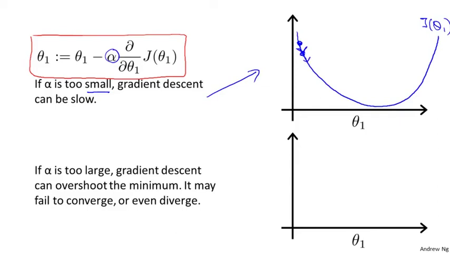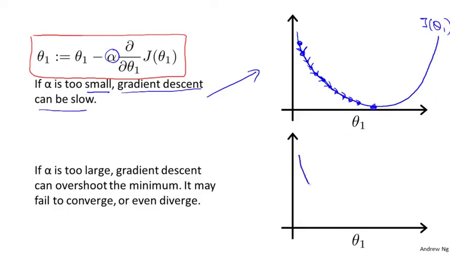And so if my learning rate is too small, I'm going to end up taking these tiny, tiny baby steps to try to get to the minimum, and I'm going to need a lot of steps to get to the minimum. And so if alpha is too small, gradient descent can be slow because it's going to take these tiny, tiny baby steps, and so it's going to need a lot of steps before it gets anywhere close to the global minimum. Now, how about if alpha is too large?